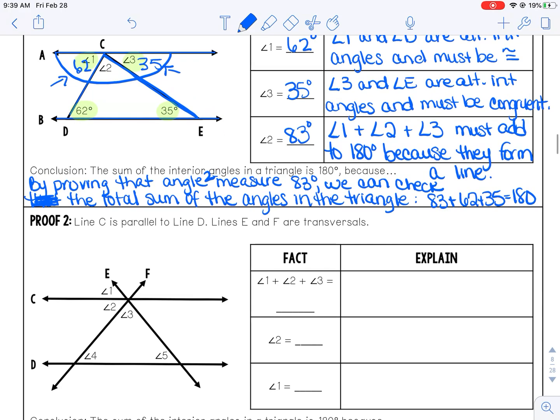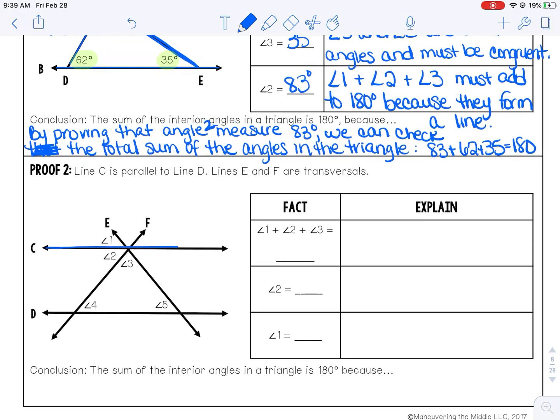Okay, let's take a look at proof 2. It tells us that line C is parallel to line D, and it tells us that lines E and F are transversals. Okay, so what we're looking at here, we know the fact that angle 1 plus angle 2 plus angle 3 equal 180 degrees. Okay, so right here, those three angles form a straight line, which equals 180 degrees.